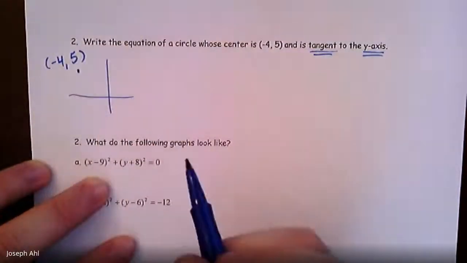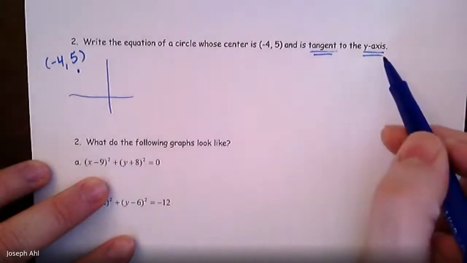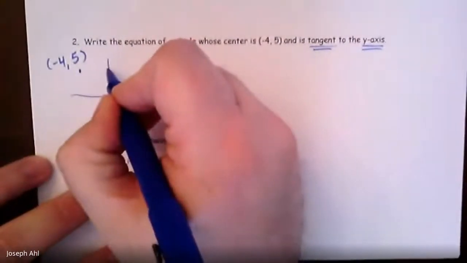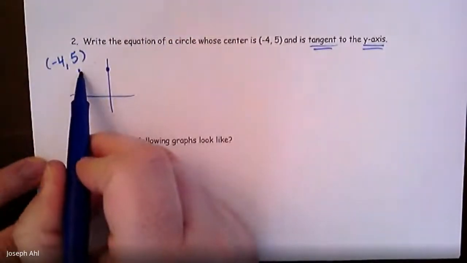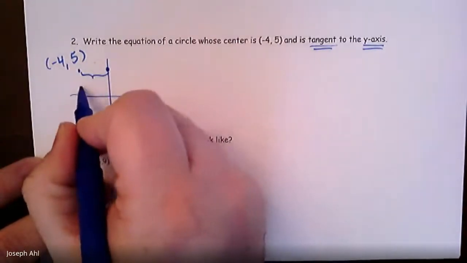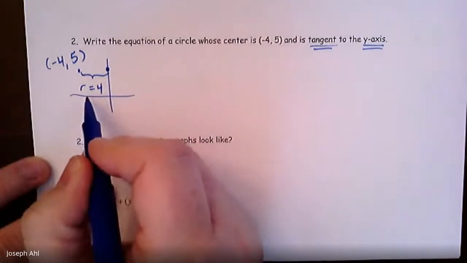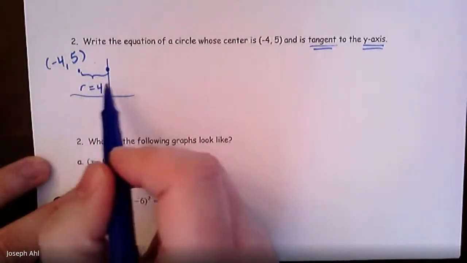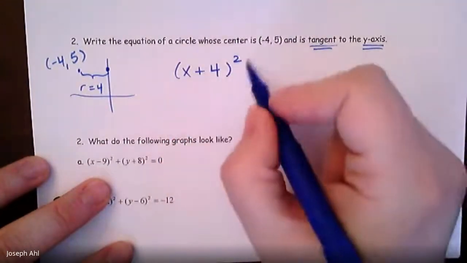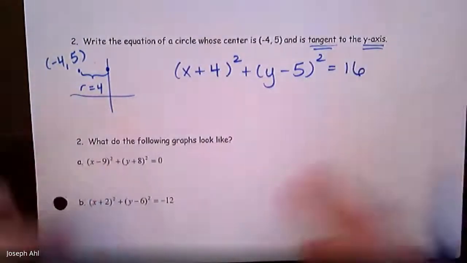If we know the center, the only thing we need to know additionally to write the equation is what the radius is. If we're tangent to the y-axis, we mentioned that in the first lesson, that means it hits the y-axis once. And this distance from the center at -4, 5 to the y-axis is a distance of 4 units, right? Because we went 4 to the left to get over to this point. So if the radius is 4, we can quickly write the equation of saying x plus 4 squared plus y minus 5 squared equals 16.